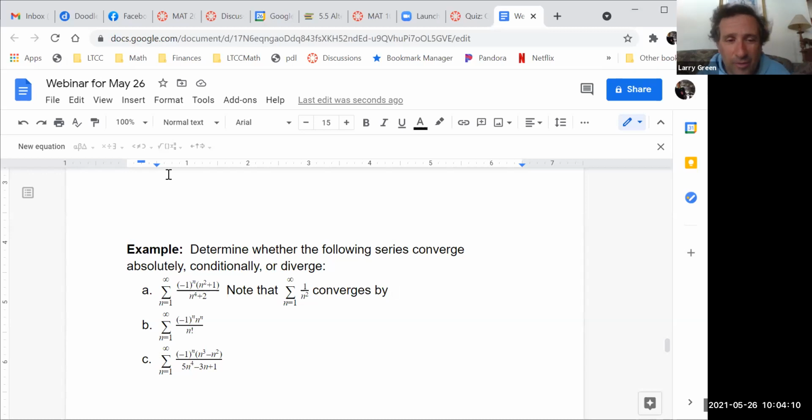What test gives us 1 over n squared converges? It's one of the easier ones. Yeah, that's the p-series test. All right, PST. So 2 is greater than 1. Hopefully you all know 2 is greater than 1. So we know that converges by the p-series test.